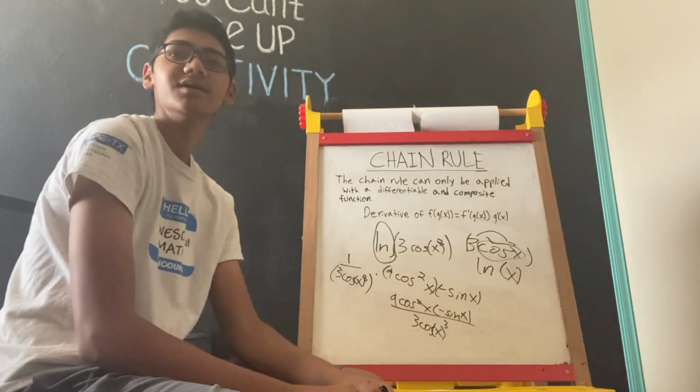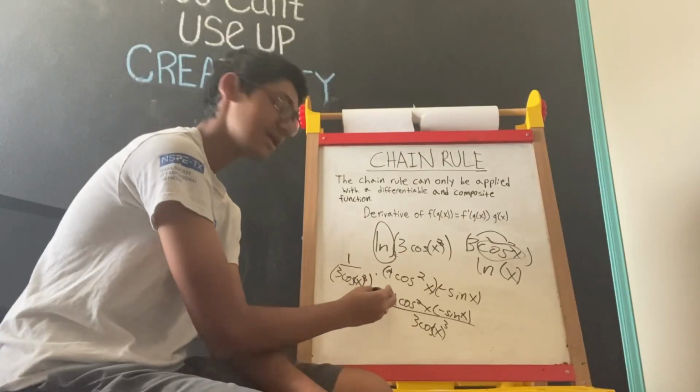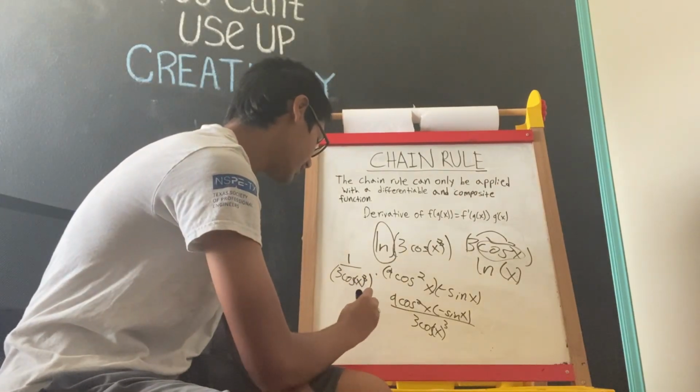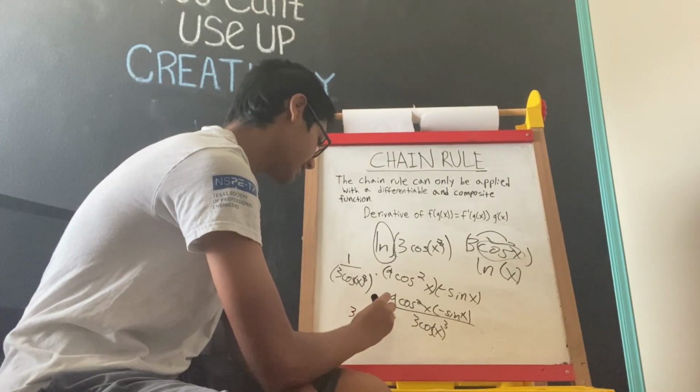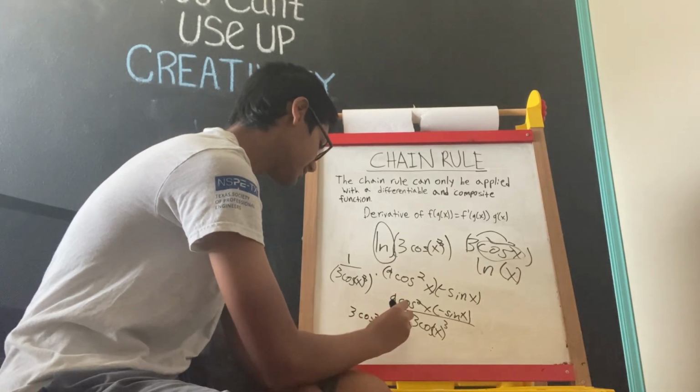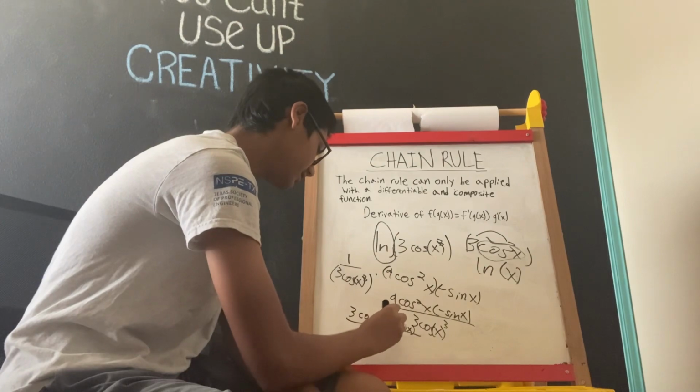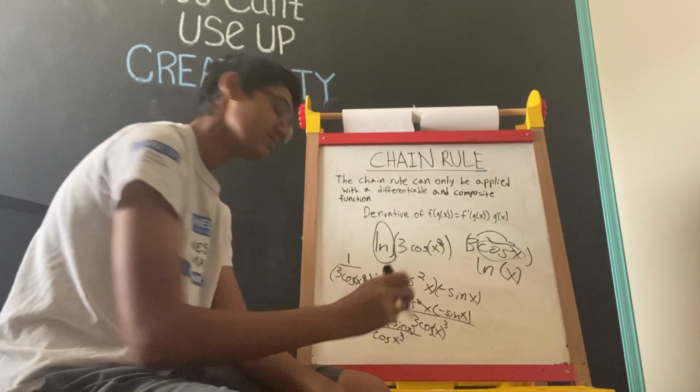Now what can you do after this? Move on to the next question, because that's the answer. Do you see the 9 and the 3? Oh, you can simplify. There you go. So it will be 3 cosine squared x multiplied by negative sine x over cosine x cubed. Are we done?